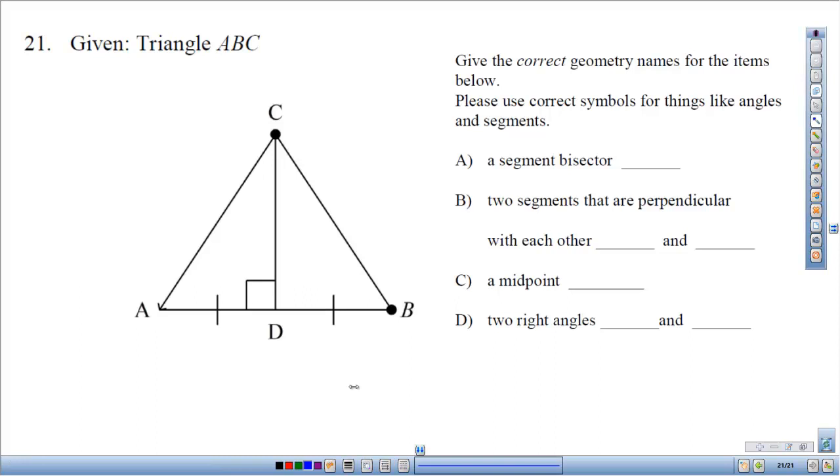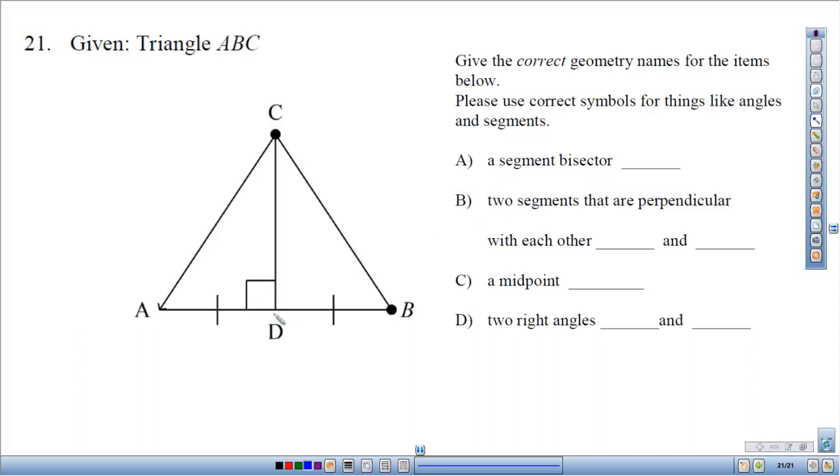All right, number 21 gives us this triangle, which has some markings on it, and they say give correct geometry names for the items below. So they're going to ask us to find 4 things, and we just have to name them using what we've learned about naming things in geometry. So the first thing they want is a segment bisector. In other words, we need to find something that cuts a segment in half.